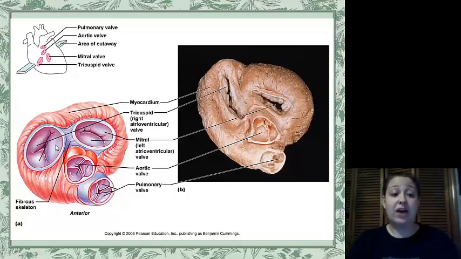So again, we see the valves. Again, a tricuspid valve here because we have three, another tricuspid, and another tricuspid. And here is our bicuspid valve that only has two flaps, or two cuspids.